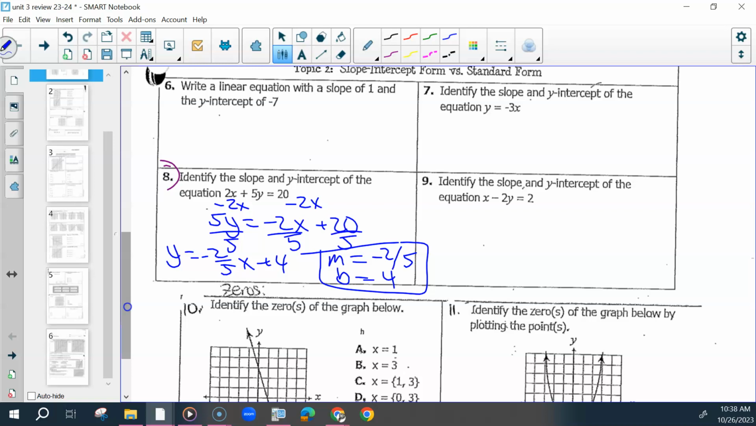Zeros is another word for what intercept? X intercept. So when it asks for zeros, you're looking for x intercept. What are other words for x intercept? Zeros. There are two others. Solutions and roots. Zeros, solutions, and roots are all names for x-intercepts. Keep those in mind. Great. Next page. Any questions we want to go over?